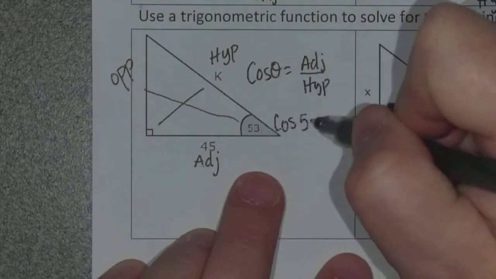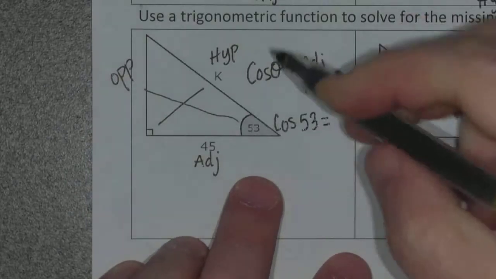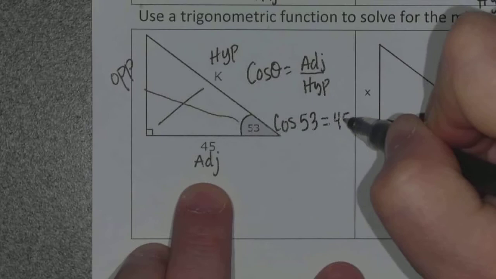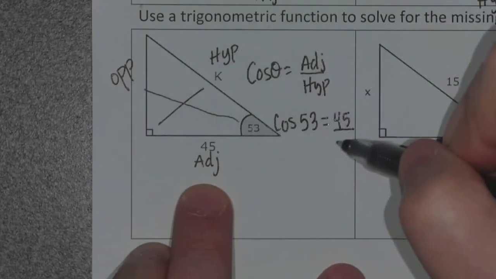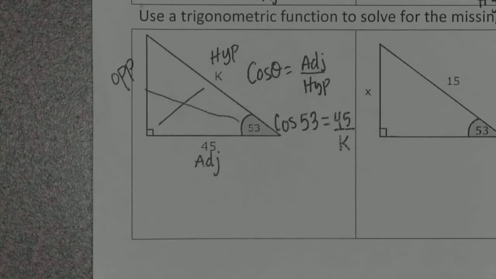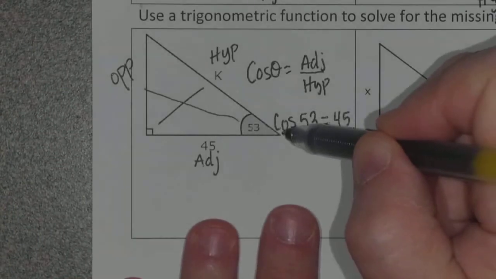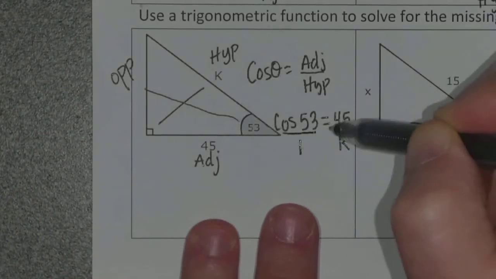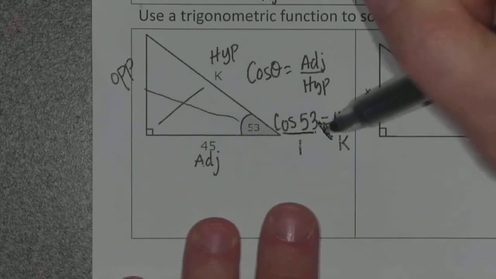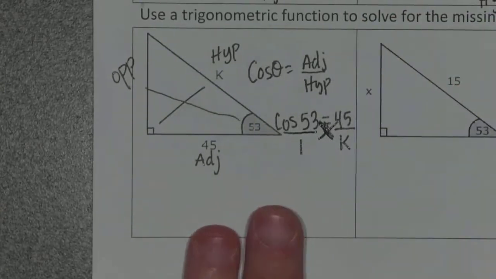So the cosine of 53 equals the adjacent, which is 45, over the hypotenuse, which is k. Do you see how I just set up an equation to solve for the missing variable? So here's what I'm going to do now. I'm going to put a 1 underneath this so that I can cross multiply. So I'm going to multiply this direction, and then I'm going to equal it to this direction.